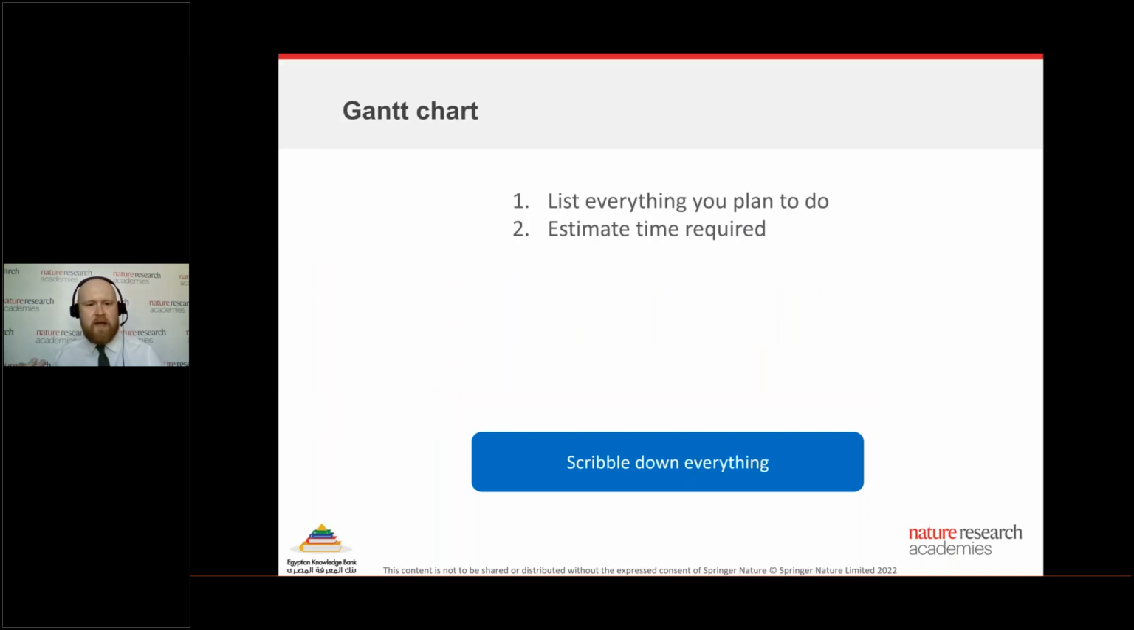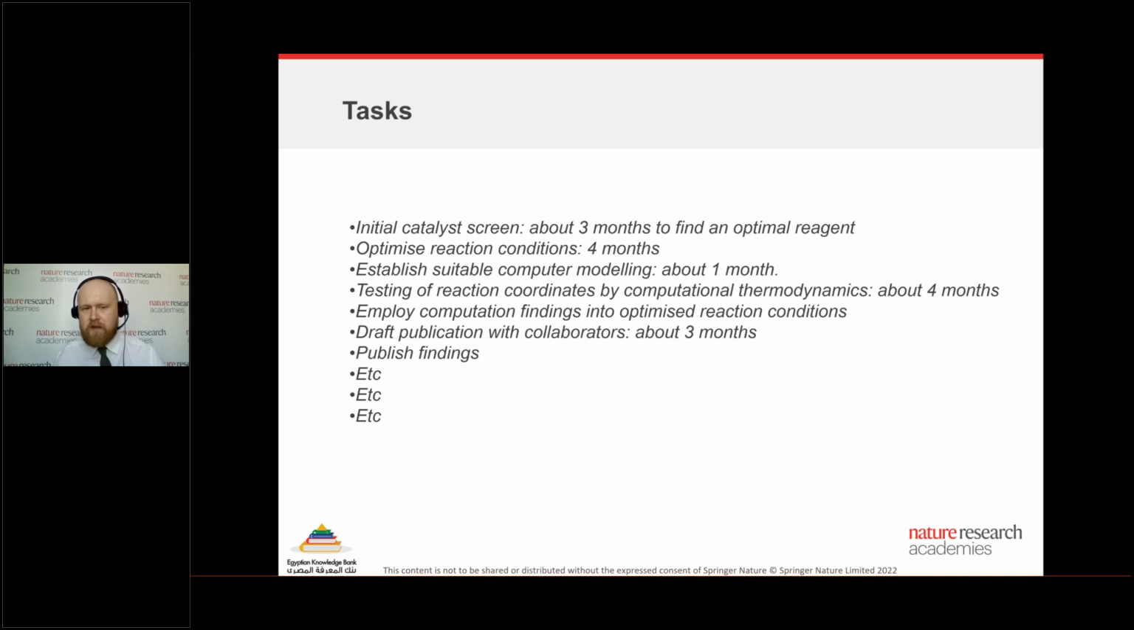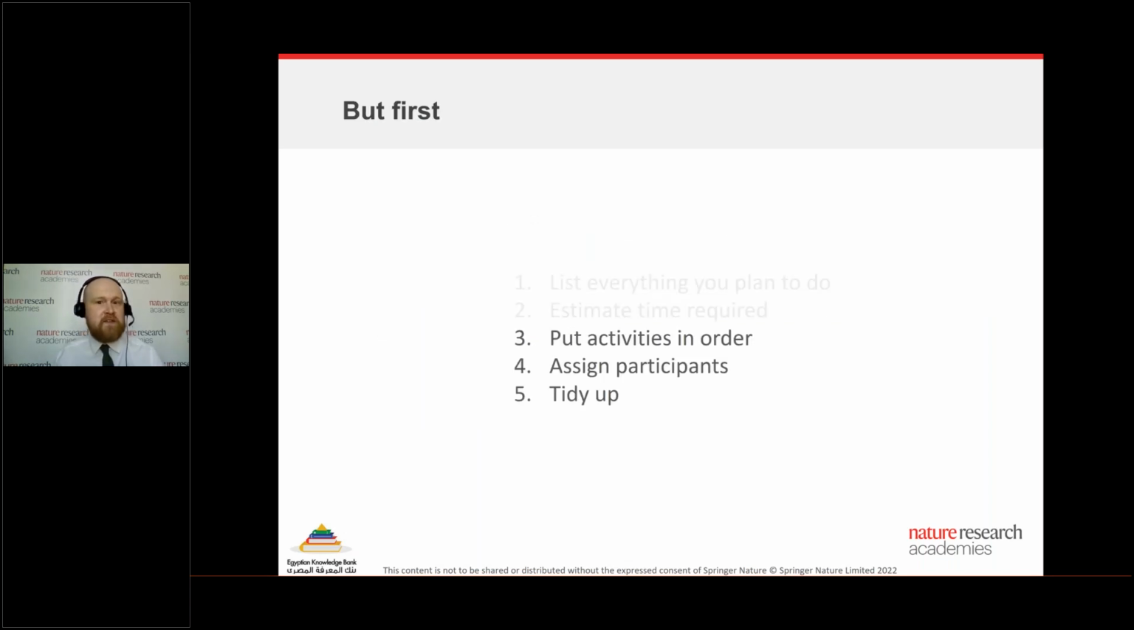Okay, so let's have a think about how to go about starting to create our Gantt chart. Well, before you actually get started on the Gantt chart itself, simply list everything that you will have to do in the research project. Then estimate the amount of time, perhaps, that is required for each step. Really, just scribble down everything. It may look something like this: an initial catalyst screen, and then how long it will take. Okay, so this may be quite a long list. So once we've scribbled everything down, my recommendation is to put activities in order.